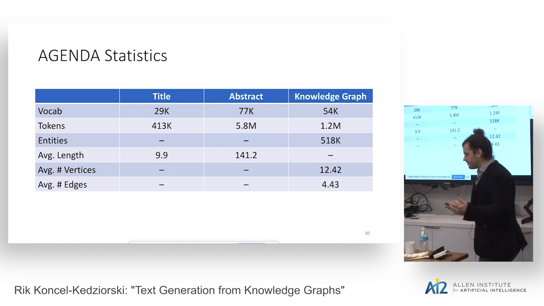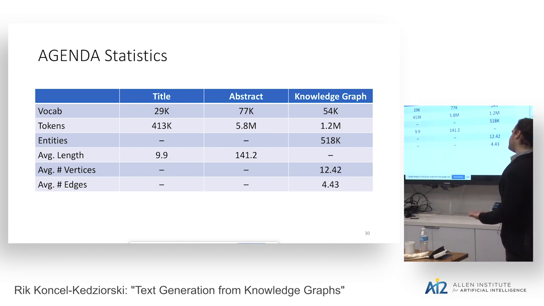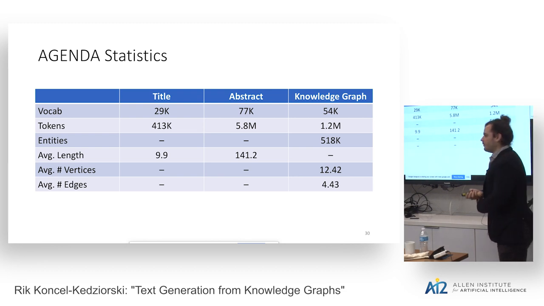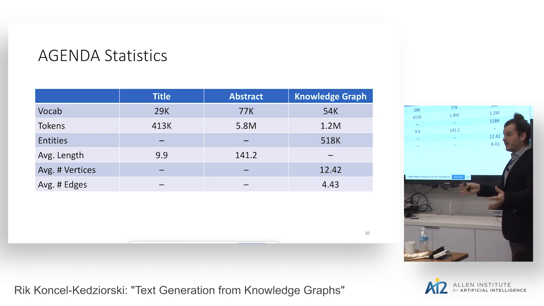Some details about this data set. It's relatively big. It's a decent-sized data set. You can learn from it. Some key details here, though, is the fact that the average number of vertices in a graph is 12 and a half, and this corresponds to the named entities, the scientific terms that have been extracted from the abstract. The average number of edges, which corresponds to the relationships, is closer to 4.5. So what we have here are unconnected, relatively sparse graphs.